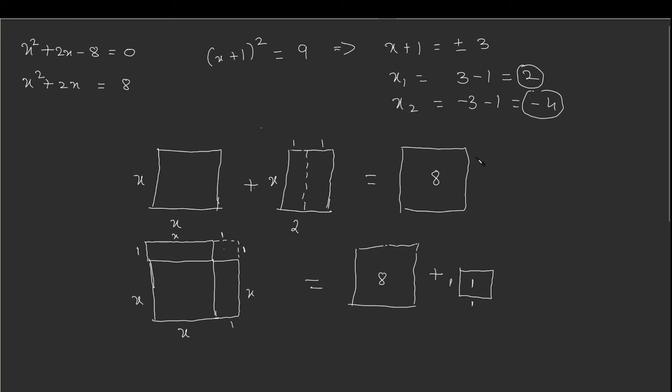I will derive the general formula for quadratic equation. For that, I will write the general form of the quadratic equation, that is ax square plus bx plus c is equal to 0. Now what I will do is I will divide the whole equation by a and send c into RHS.